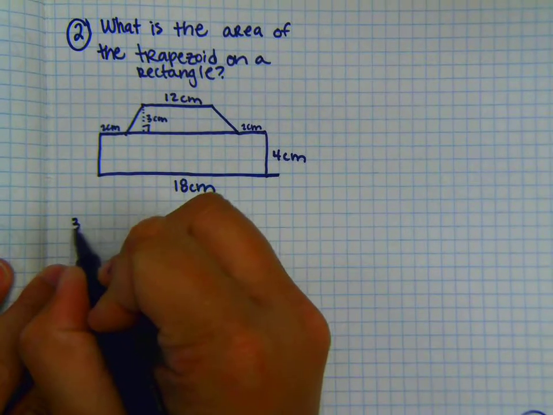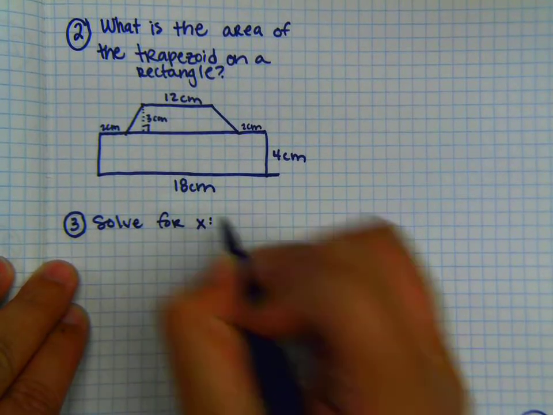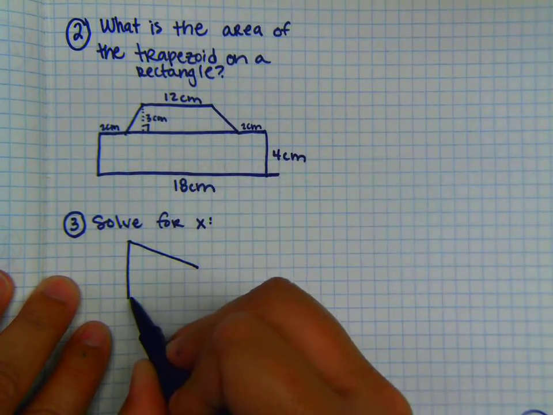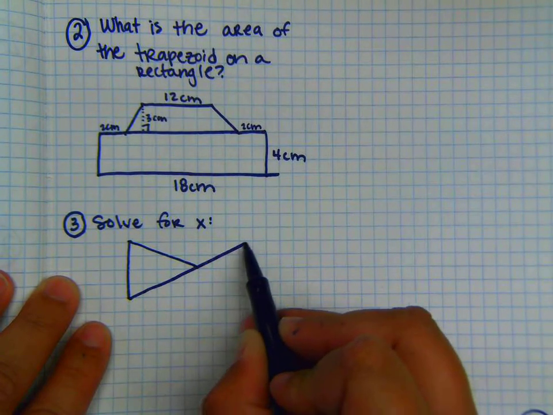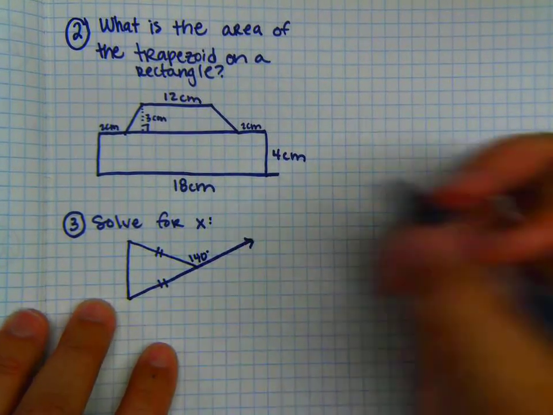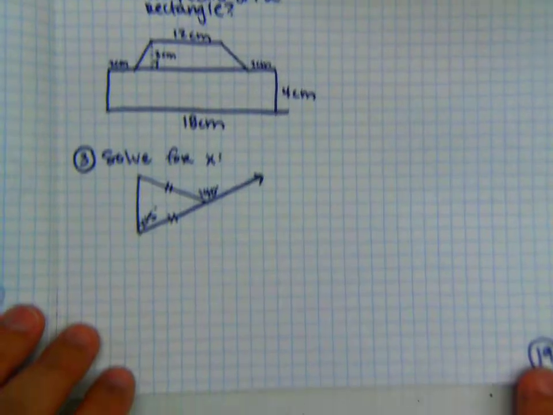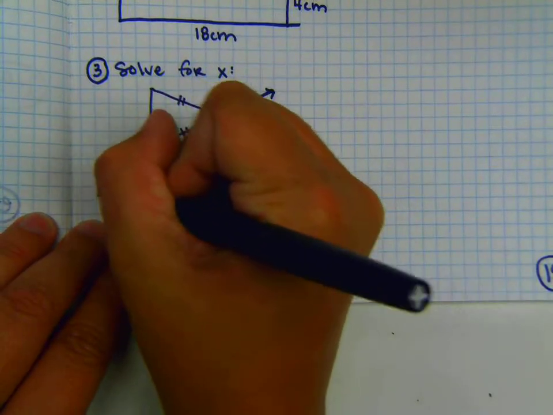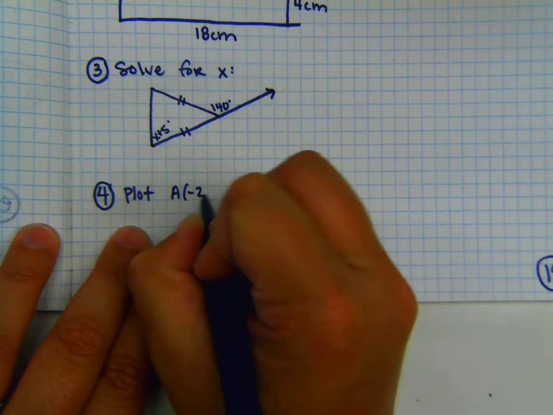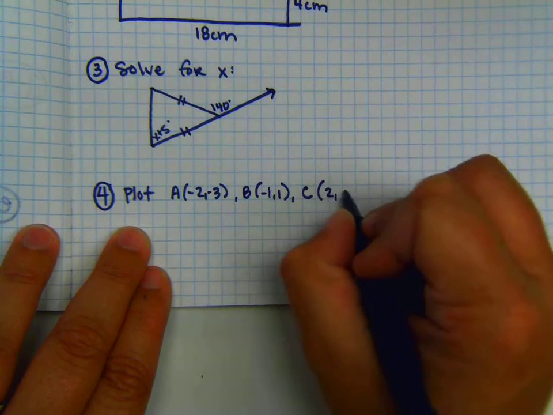Number 3. Solve for x. That's 140 degrees, and this is x plus 5 degrees. That's number 3. And then number 4 will be to plot -2, -3, -1, 1, and 2, -1.